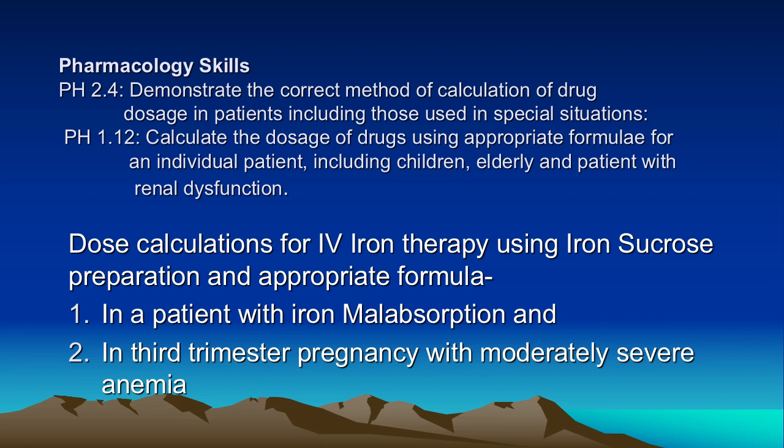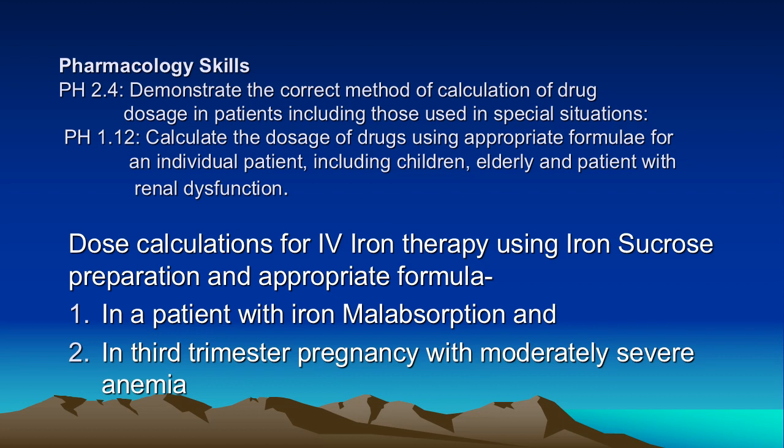Described in PH 2.4 and PH 1.12. PH 2.4 is to demonstrate the correct method of calculation of drug dosage in patients, including those used in special situations. And PH 1.12 is to calculate the dosage of drugs using appropriate formulae for an individual patient, including children, elderly, and patients with renal dysfunction.